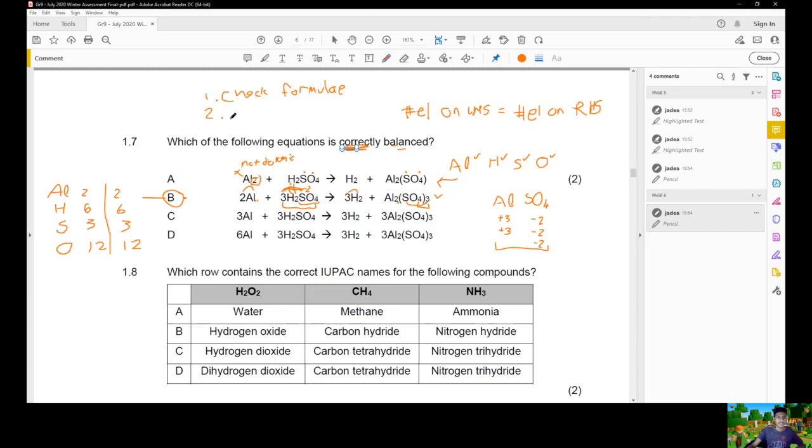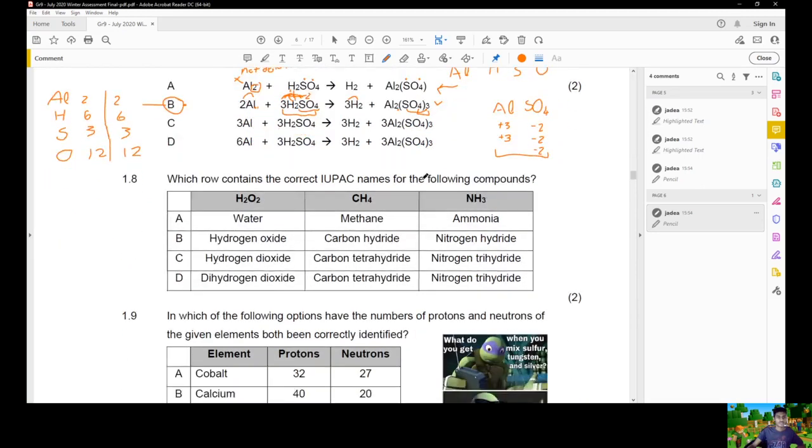And then the second thing is when checking the balancing, remember to distribute the big numbers in front when you're counting. And whenever you're dealing with a polyatomic ion, those are often in brackets when there's more than 1. Those numbers also distribute. All right, question 1.8.